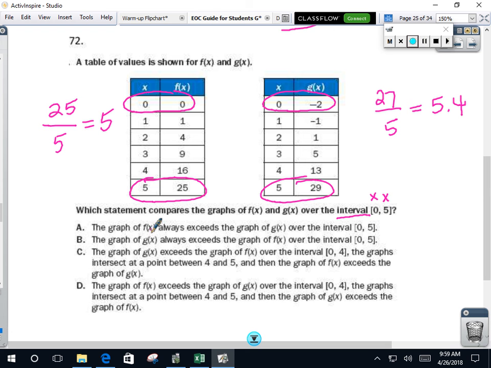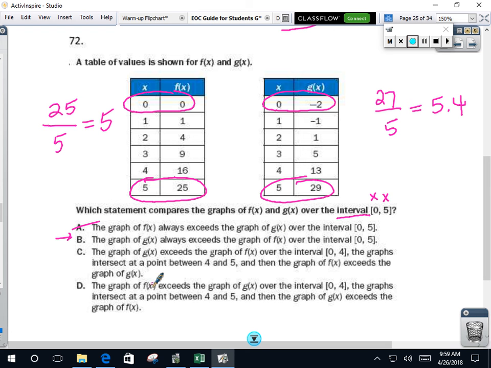Okay, so now let's look at these answers. The graph of f of x always exceeds the graph of g of x over that interval. Which one's bigger, f of x or g of x? g of x. So A is wrong. F of x does not exceed g of x. B, the graph of g of x always exceeds the graph of f of x. Yes, so far. I don't really like this question because this is one of those where if you stop at that one, you'll get it wrong. Because technically, yes, so far that's right. But look down here at D, what D says.